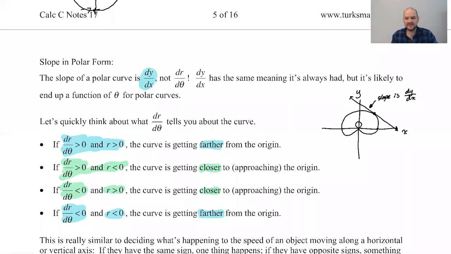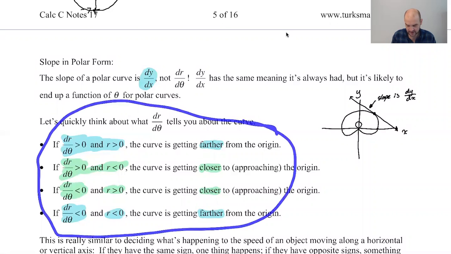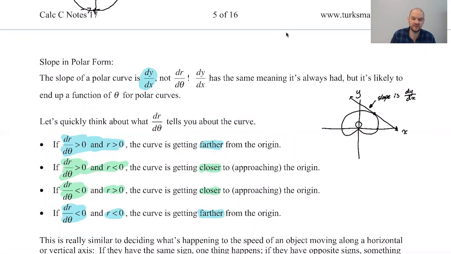All right, we're back. We're on page 6, note 17. We're going to continue our discussion. We just talked about dr d theta, right? So that's going to tell you your motion relative to the origin. Are you getting closer? Are you getting farther? But it plays with r. You need to know the sign of r and dr d theta to really know what's happening.